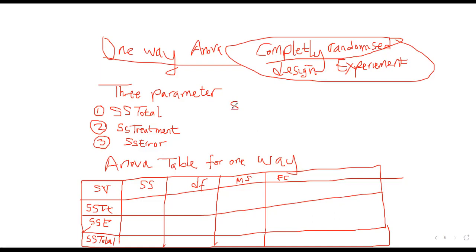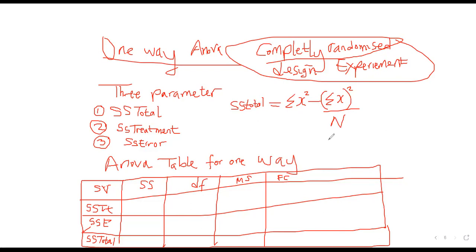The formulas for the sum of square of total may not be given, so we just need to understand them. Sum of square of total is equal to summation of x square minus summation of x, in brackets, squared, all divided by capital N. So that is the sum of square of total.